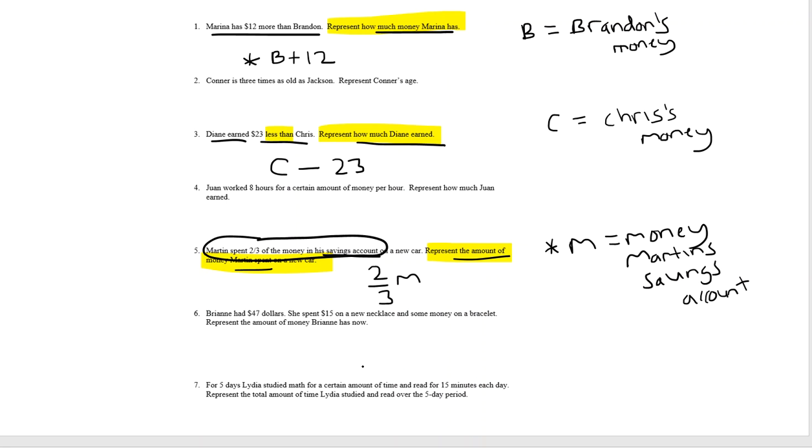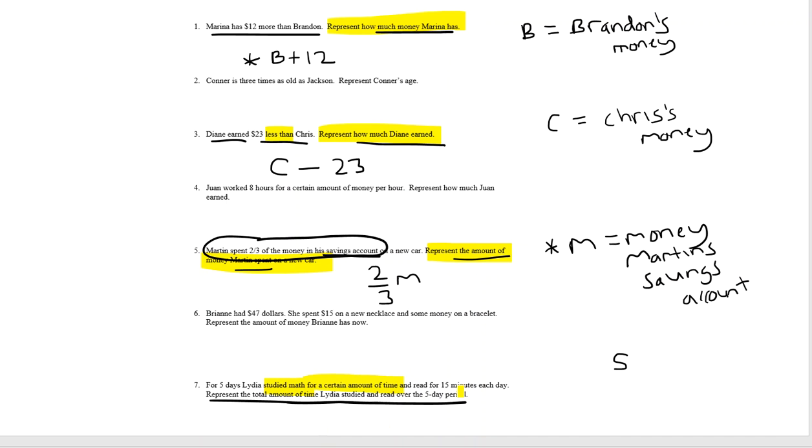Okay, let's look at number 7. For 5 days, Lydia studied math for a certain amount of time and read for 15 minutes each day. Represent the total amount of time Lydia studied and read over the 5-day period. Okay, so on this one, we are going to use a variable. Let's just use the variable S, and that is going to stand for her studying math for a certain time, because we don't know how much time that is.